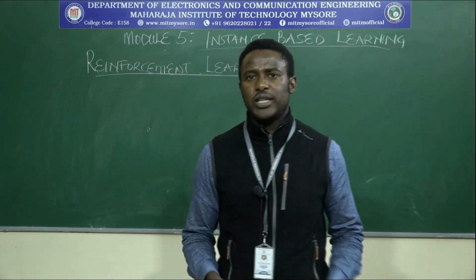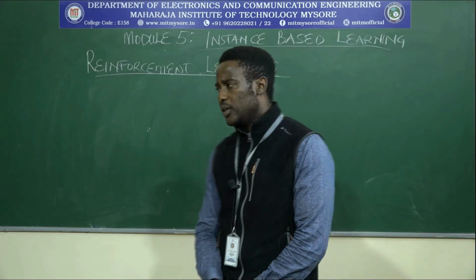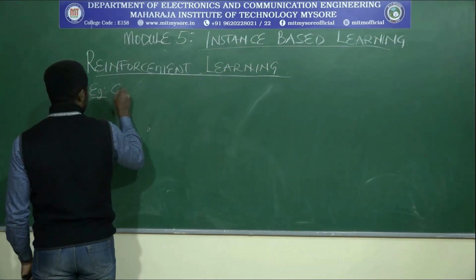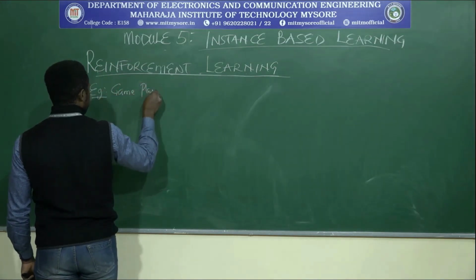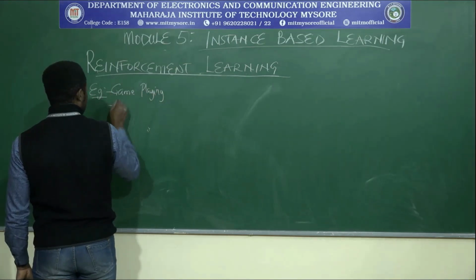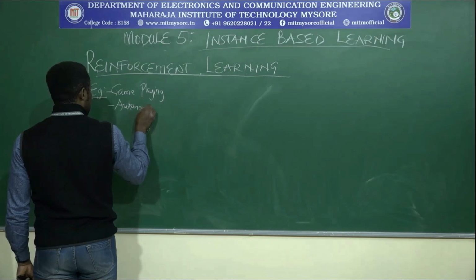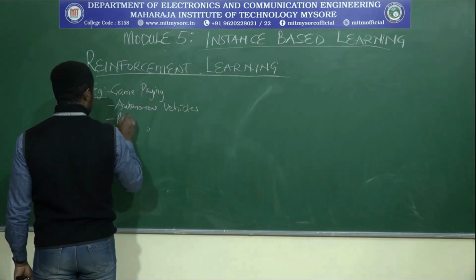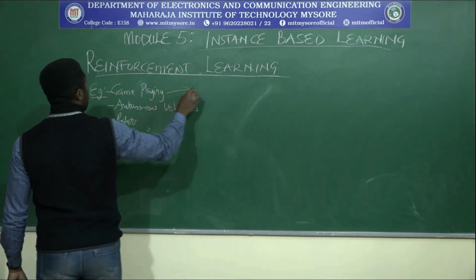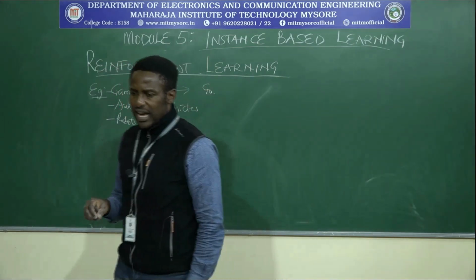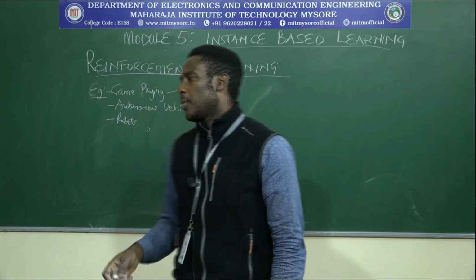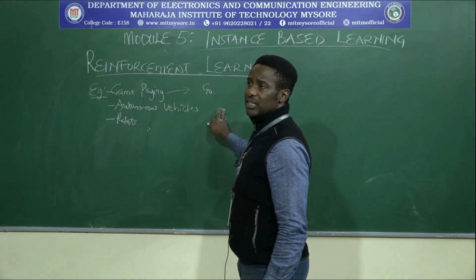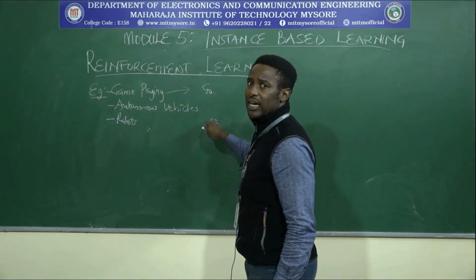Now, let's put all these things together. You know the game of Go? Yes? So when we talk of reinforcement learning, what comes to our mind is game playing. Again, autonomous driving vehicles. And then we talk of robots. So let's take game playing. The game of Go is considered to be the hardest board game ever. And they say there are as many million strategies as there are galaxies in our entire universe.